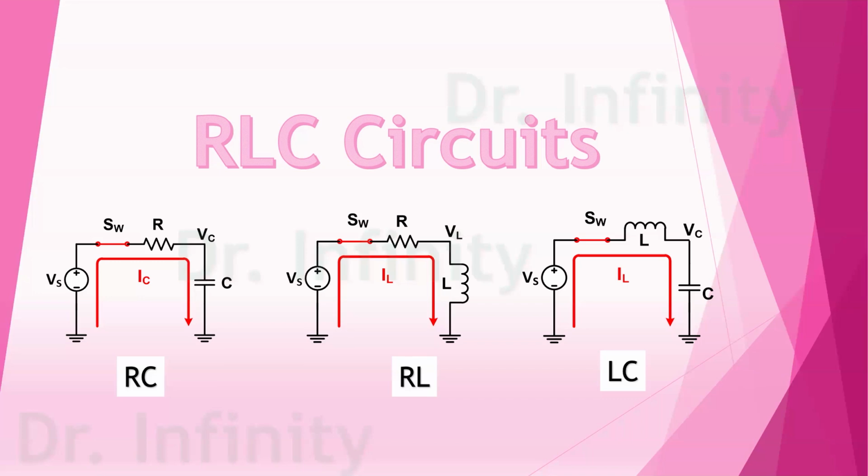First, RC. To build the RC circuit, we need a resistor and a capacitor connected in series or parallel, depending on your circuit conditions. And then we need a voltage source. Here we have a voltage source and R and C connected in series.